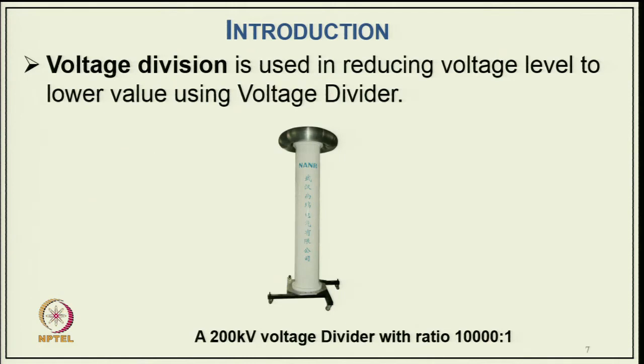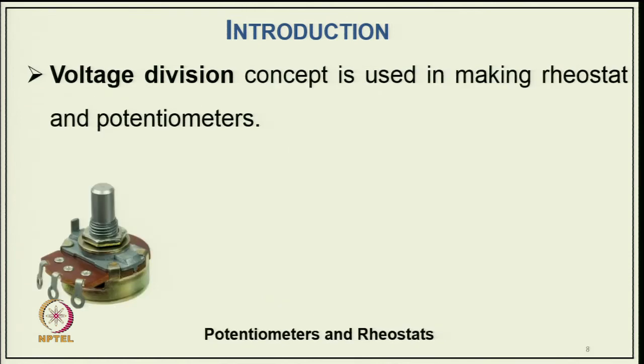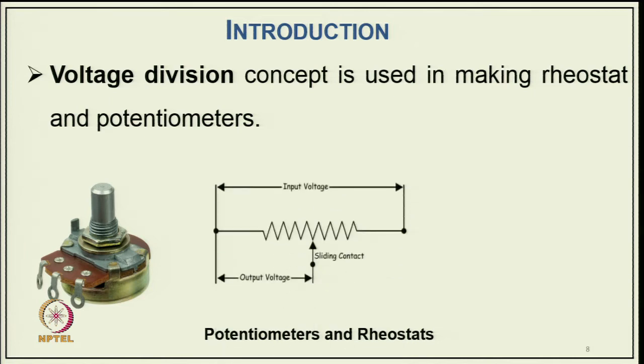The voltage division is also used in reducing the voltage level to a lower value using a voltage divider, and here a 200 kilovolt voltage divider with the ratio of 10,000 to 1. Then the voltage division concept is also used in making a rheostat and potentiometer. Here typically you can see the potentiometer and then the rheostat.